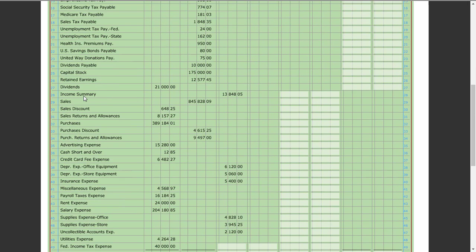So right here, I'm going to start with income summary. Income summary down goes on my income statement. Income summary has a debit or credit here of $13,848. Debit, so I'm going to put that right here, $13,848.05. Now this $845,828.09, debit or credit? It is a credit, so I have to put it on the next line. So I'm really just transferring numbers.